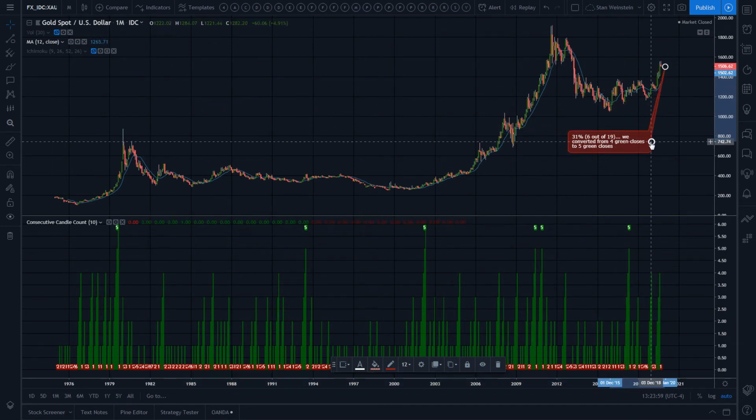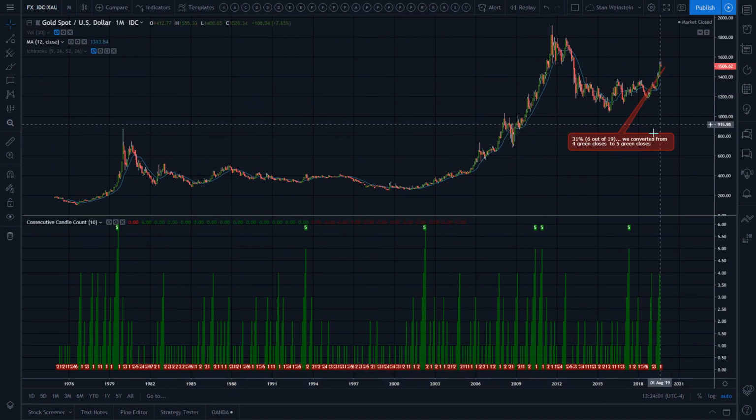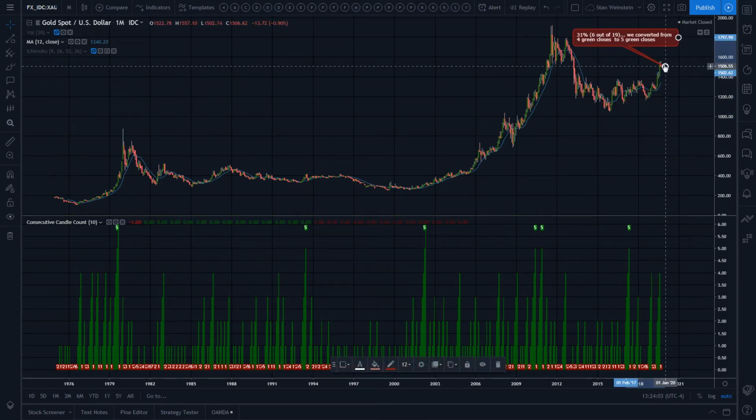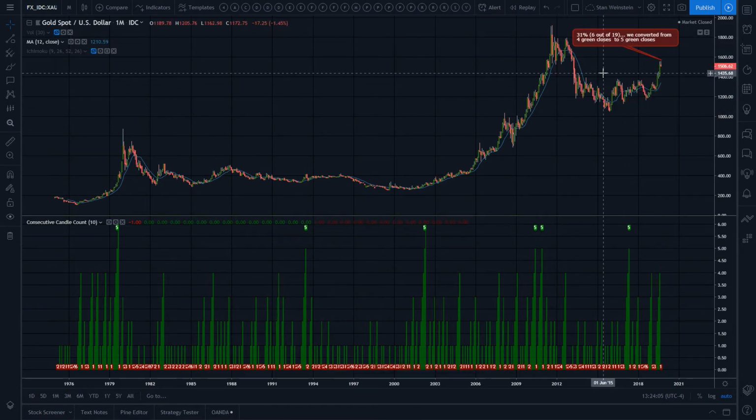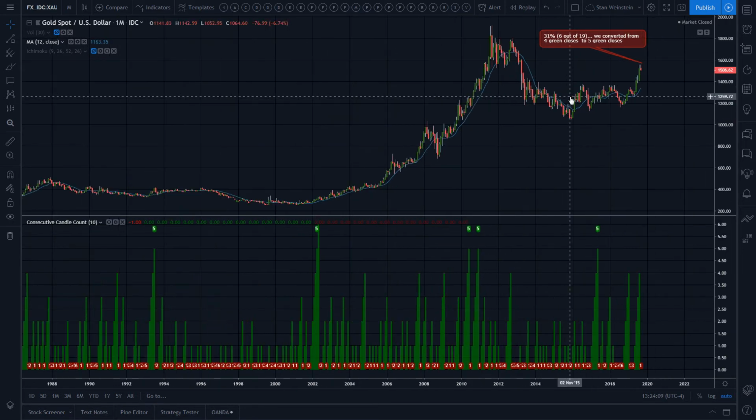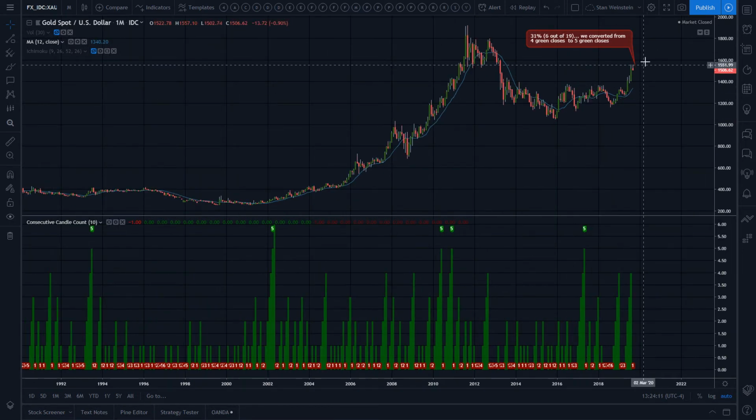There's a couple of weeks left now right here in September. So that's our percentage chances of closing green right now. It could close red, just a tad under the close of the previous month. It could close down a little lower. But those are the chances of getting that 5th candle.